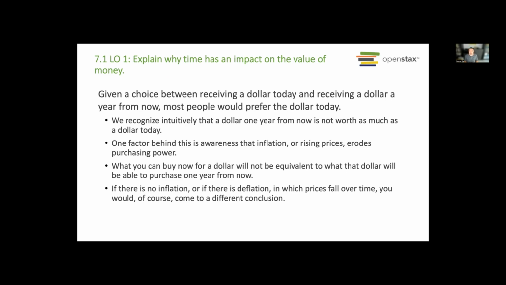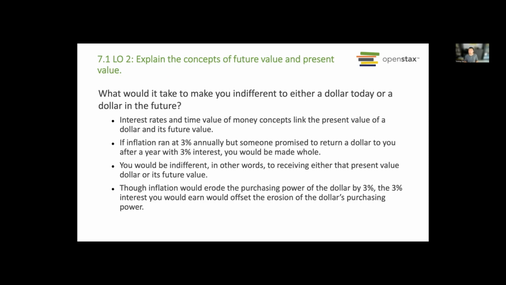So the reason behind this choice, or in other words, why does putting money in the bank give you a larger amount of money, is basically because at least inflation, or rising prices, erodes purchasing power. For you to give money to the bank and give up your consumption today, you have to be compensated. So as a result, the bank is going to promise a risk-free, which is low, yet stable and positive interest rate. So what would it take to make you indifferent to either a dollar today or a dollar in the future?